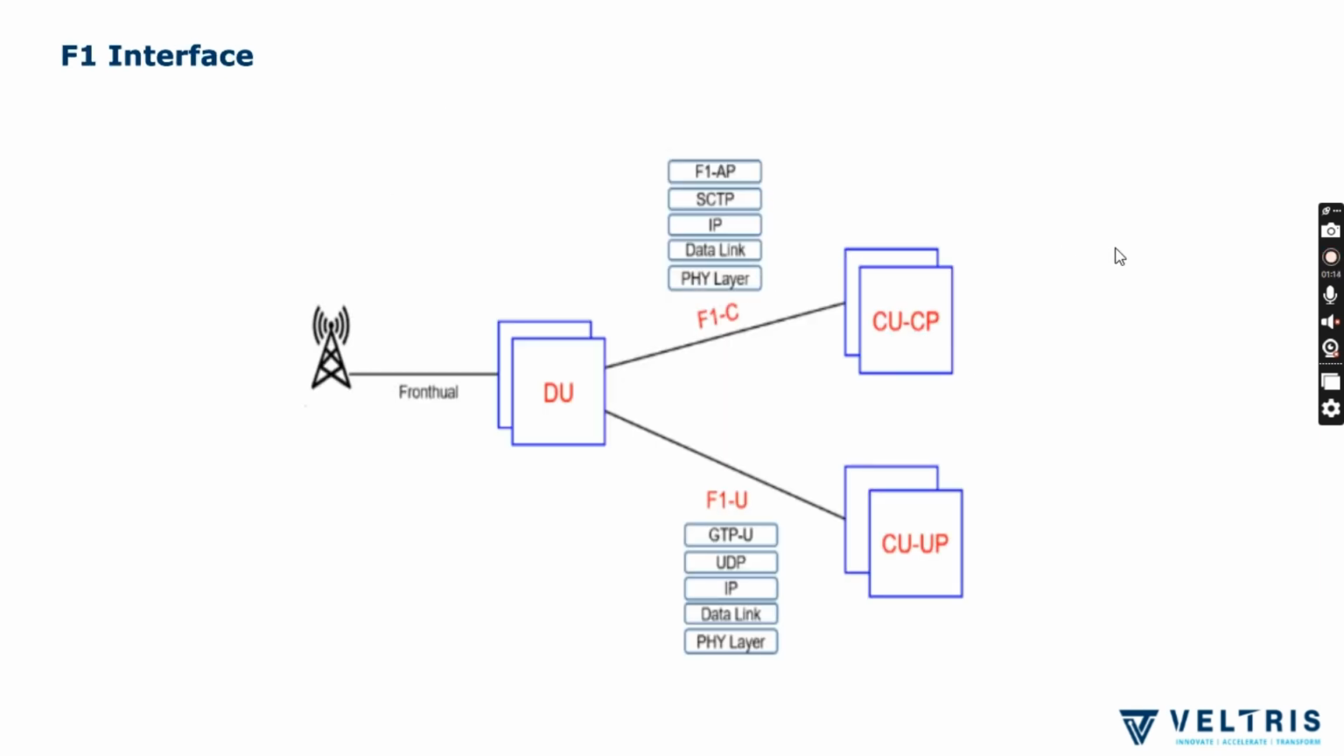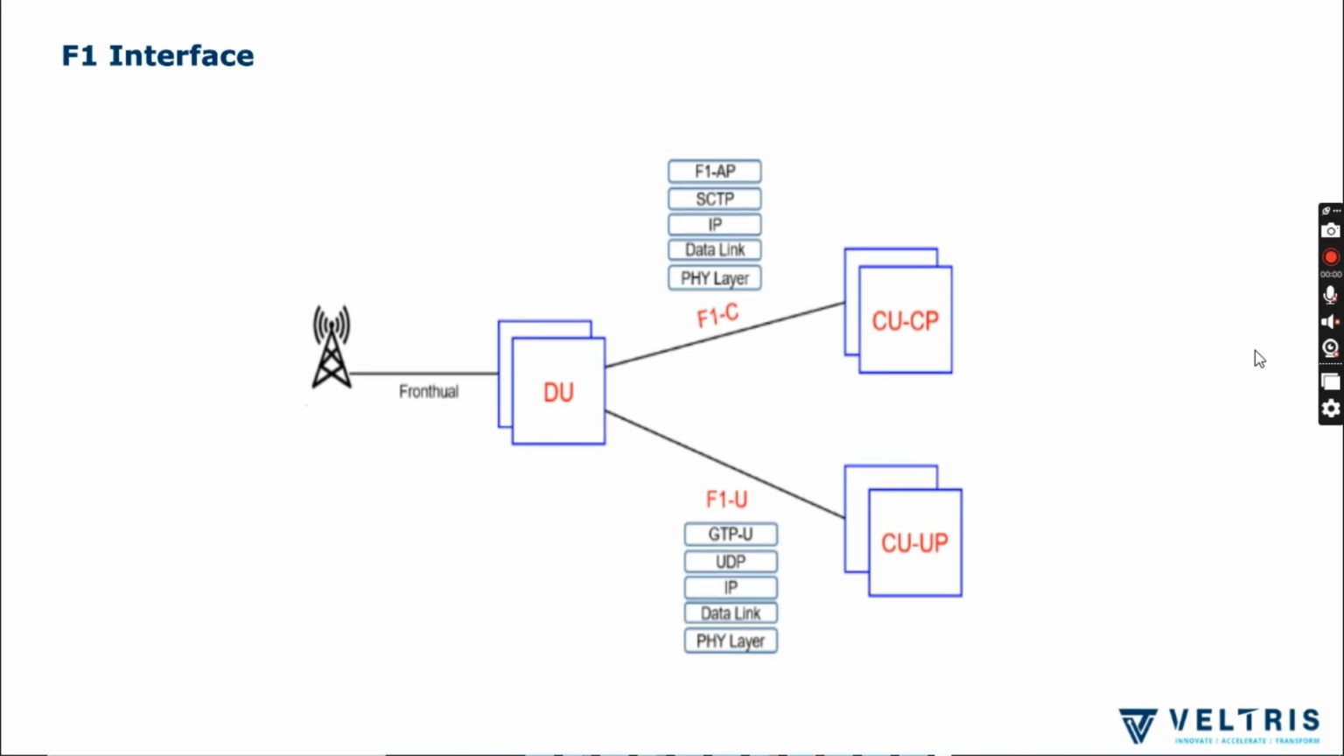This is the protocol structure of F1 interface. The F1 interface is further split into control plane and user plane. F1C, the control plane of the F1, allows signaling between CU and DU. F1U is the user plane of the F1 interface, which allows the transfer of application data.